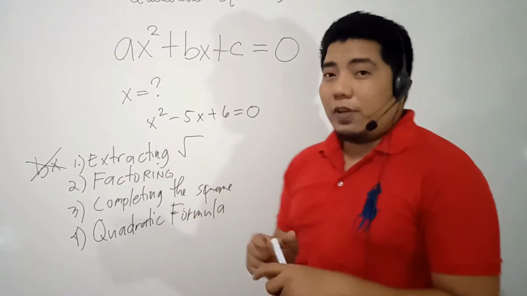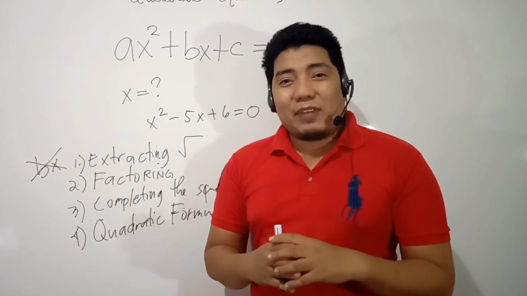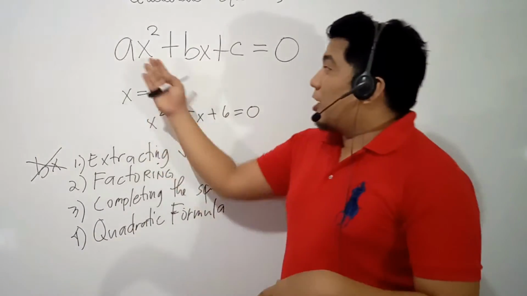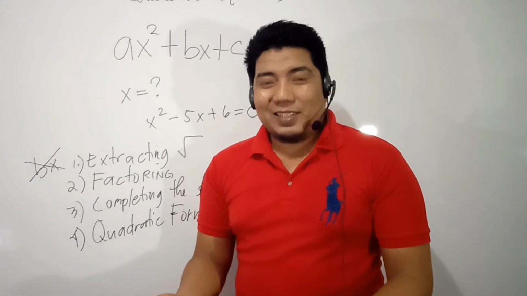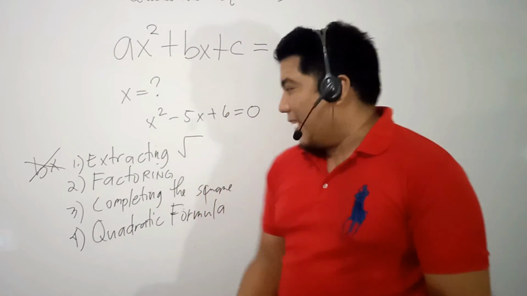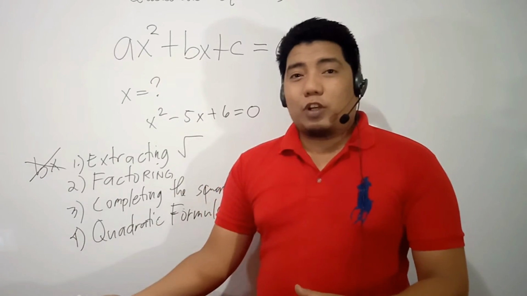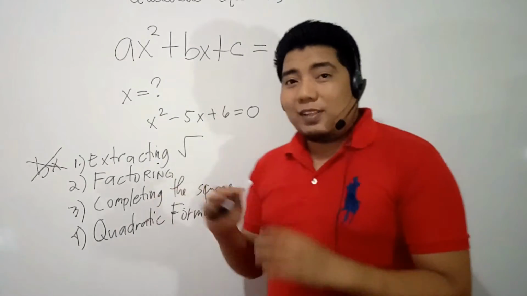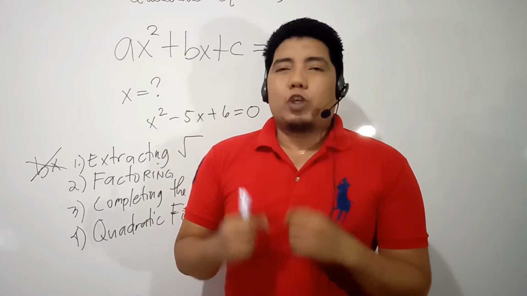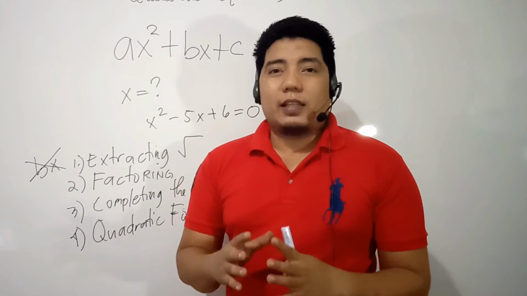Next, factoring. Factoring is one of the fastest ways to solve a quadratic equation. But the disadvantage of this method is that it can only be applied if and only if your given quadratic equation can be factored. Therefore, if you cannot factor the given quadratic equation, you cannot apply it. Next, completing the square. Completing the square is technically the derivation of the quadratic formula. Though this method is quite tedious, whatever the given, you can still apply completing the square. But then again, it is very tedious.